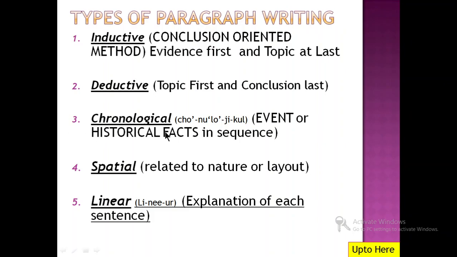So if you are writing a paragraph to say something about your daily routine, about an event, about a historical event or any fact, if you are giving importance to the respective time, that way of paragraph writing will be called chronological way of paragraph writing, where time is the most important thing. Is that clear? You are specifically mentioning the time there.